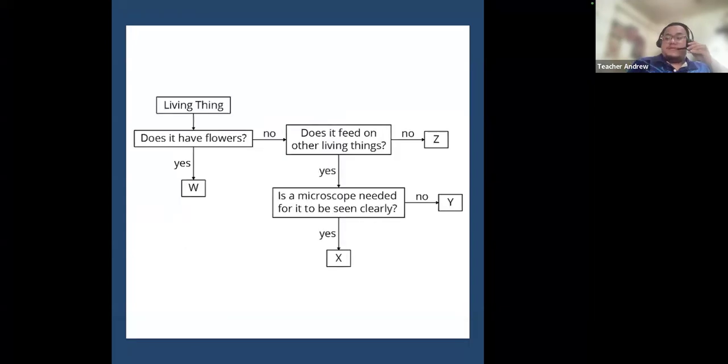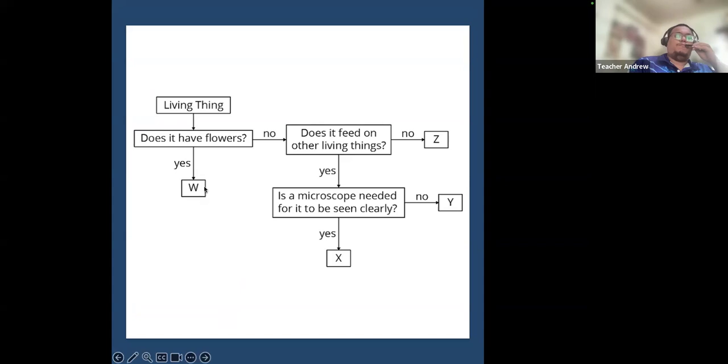Next up, you can also use a flow chart like this to classify living things. For instance, you have a group of living things here. Very messy, you don't know how to classify them. So you go to a flow chart, depending on the teacher. For example, a teacher asking you to find: do the things have flowers? So you put a flow chart: living things, does it have flowers?